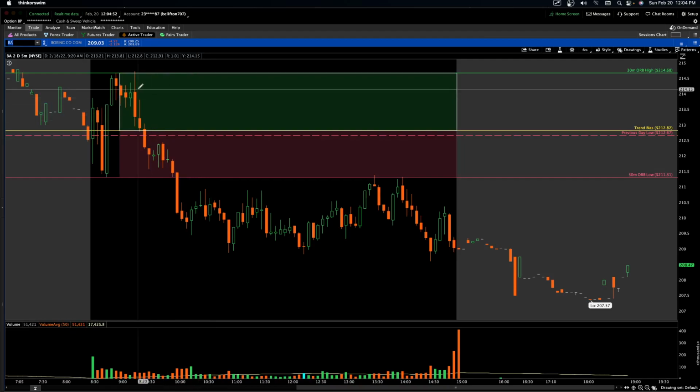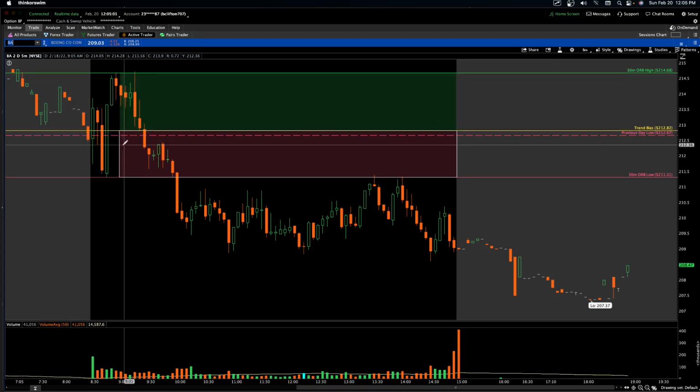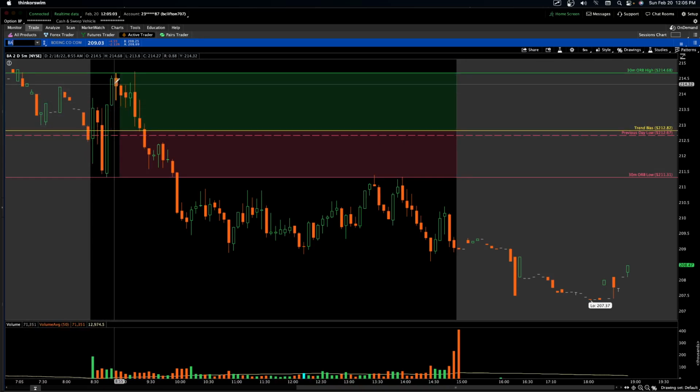And another thing to keep in mind as we're looking at these charts, take a look at this opening time frame. Where the green starts here and the red starts here, that's after the first 6 candles. So that's after the first 30 minutes.